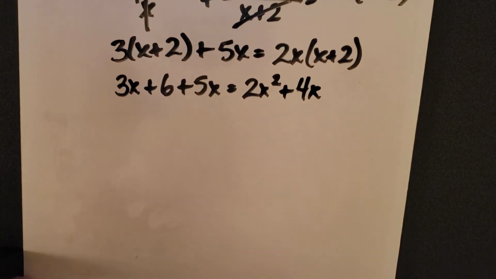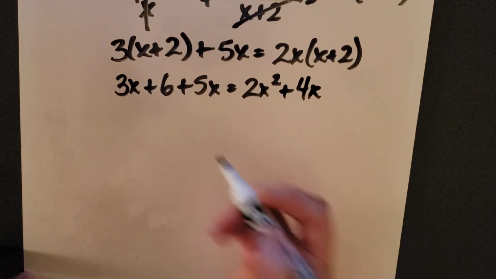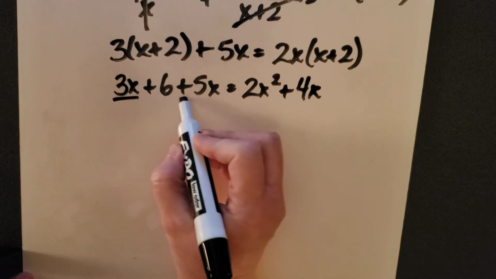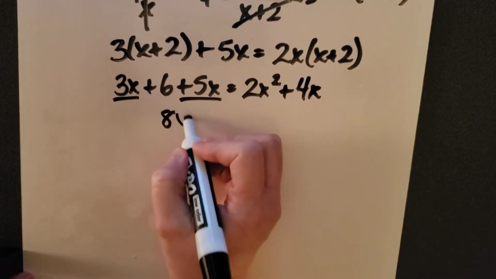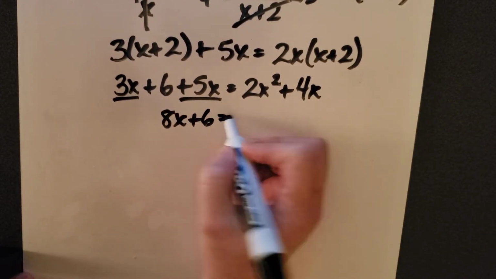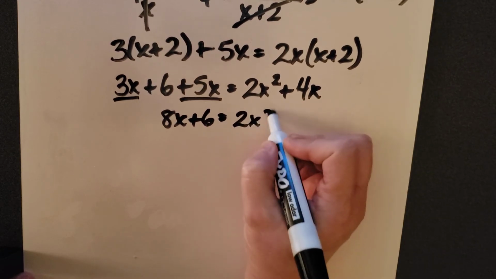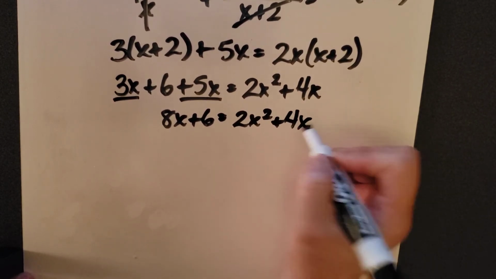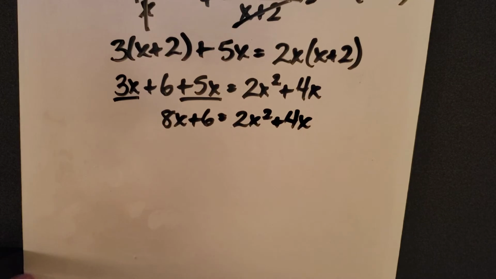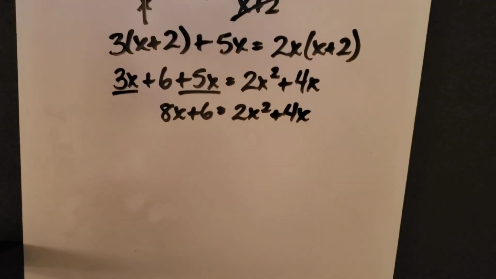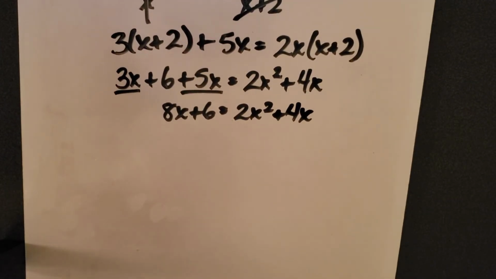Okay? Now I'm going to combine like terms that are on the same side of the equation, which means I'm going to combine this 3x and this 5x. That gives me 8x plus 6 is equal to 2x squared plus 4x. I can see I've got a quadratic, which means at this point I want to get all of my terms on the same side of the equation and set it equal to 0.